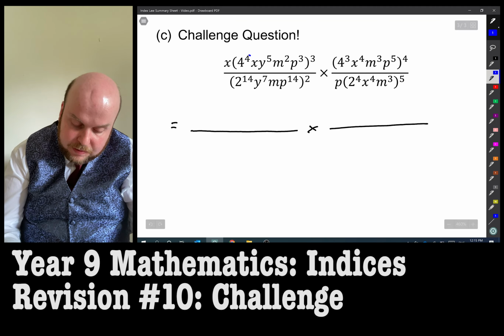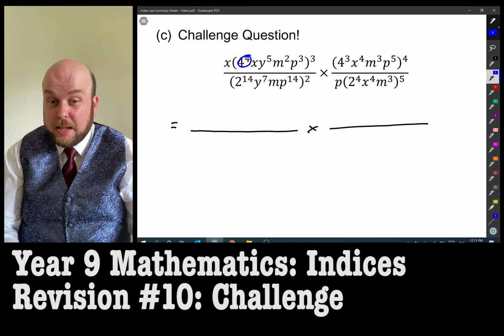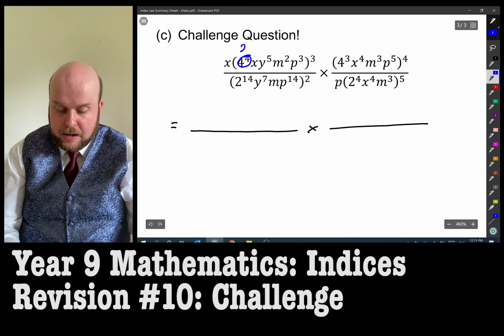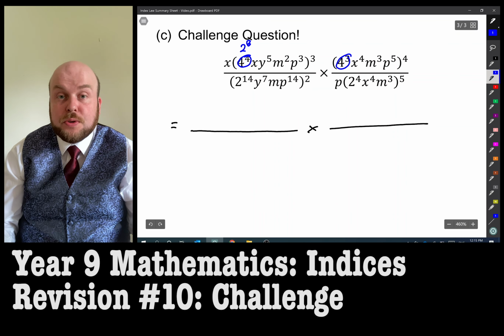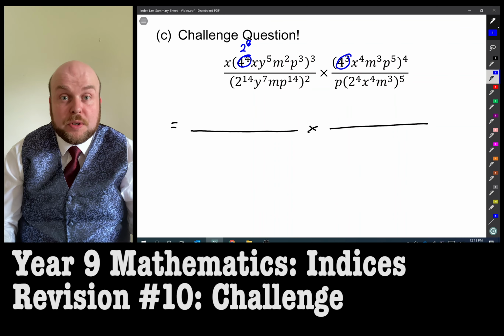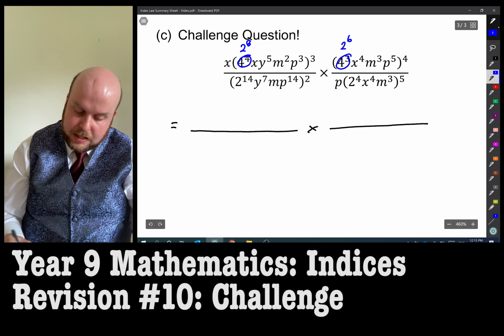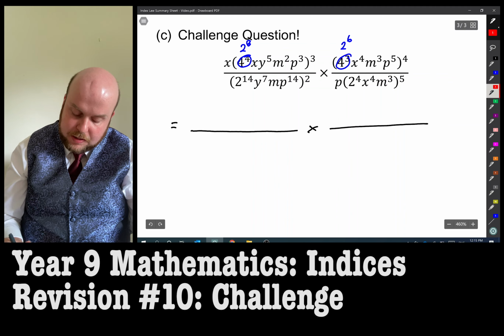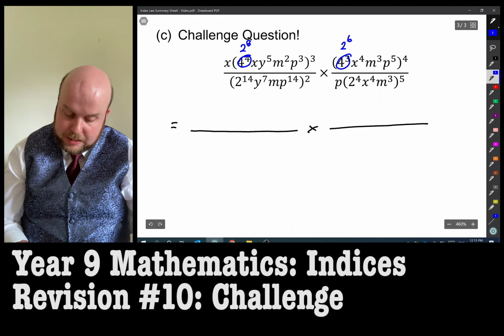So for a start, 4 to the power of 4. 4 is the same as 2 squared, so this is going to be 2 to the power of 8. And this 4 cubed, well, 4 is 2 squared, so that's going to be the same as 2 to the power of 6. And I'm going to make sure I do all of my expansions correctly.